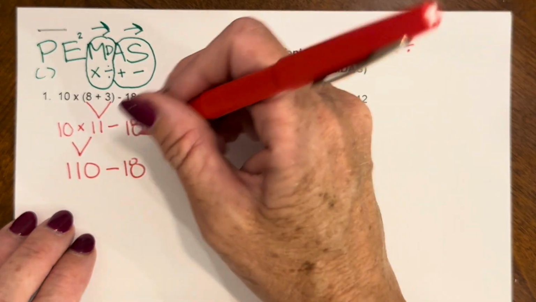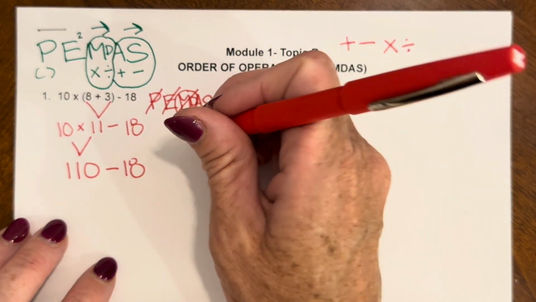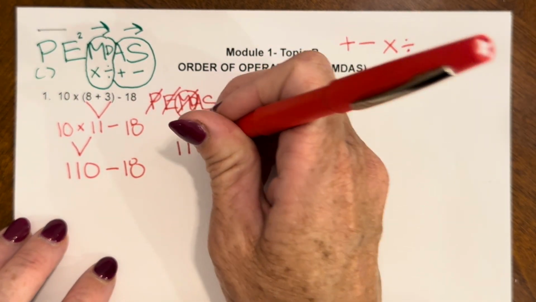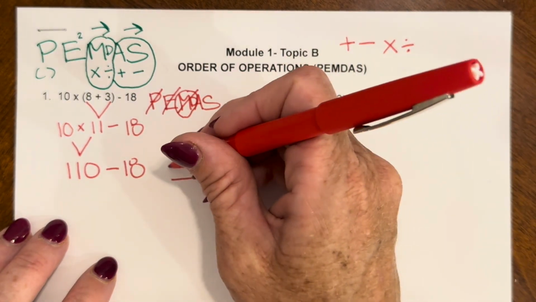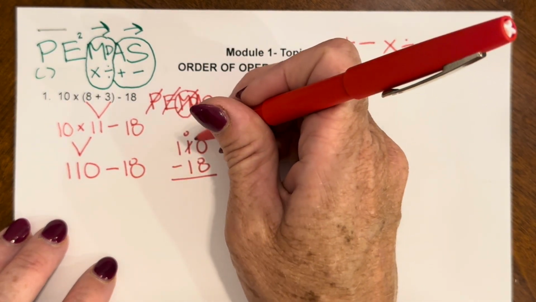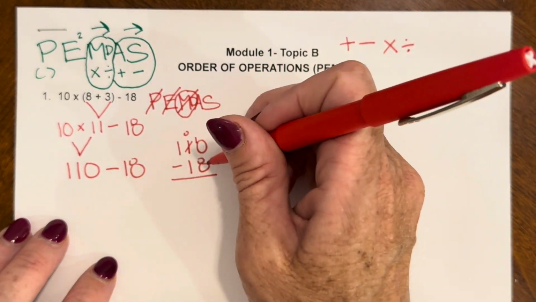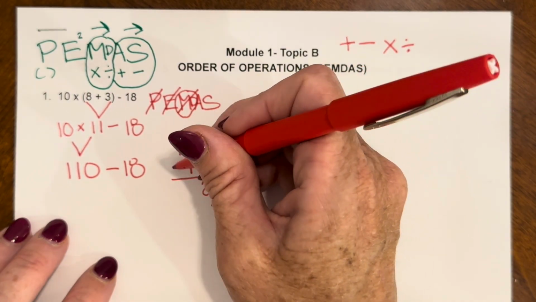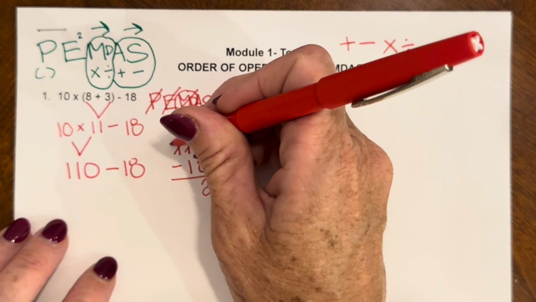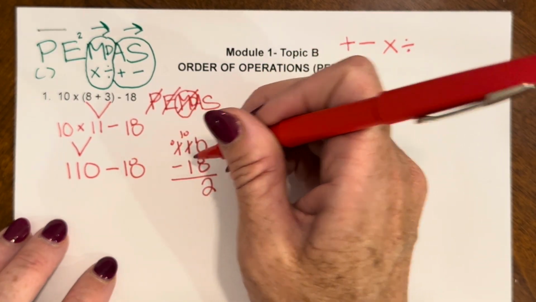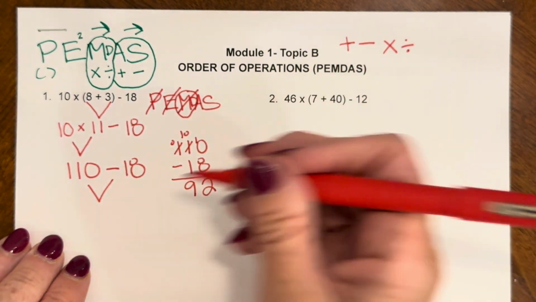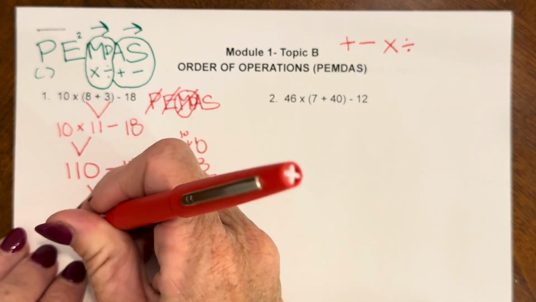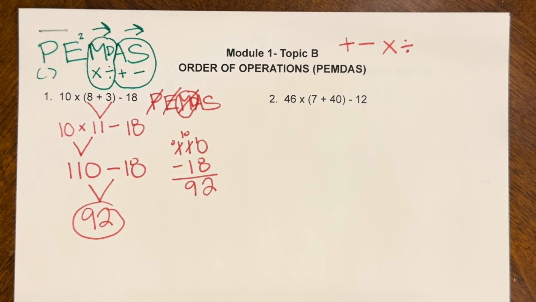No. And now I do have some addition and subtraction, and I want to work that out. I'm going to come over here on the side because I don't want to do that in my head. 0 take away 8 I can't do, so I'm going to regroup. 10 take away 8 is 2. 0 take away 1 I can't do, so I'm going to regroup. 10 take away 1 is 9. So 110 take away 18 is 92, and that is my answer.